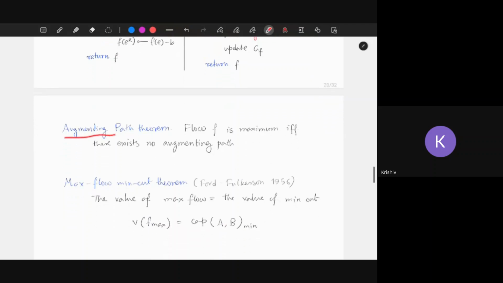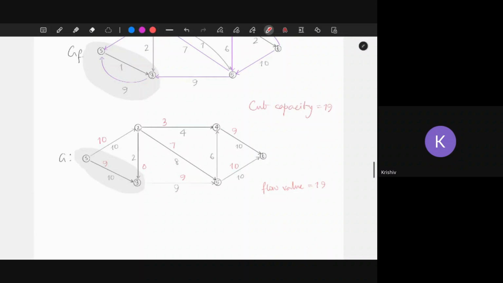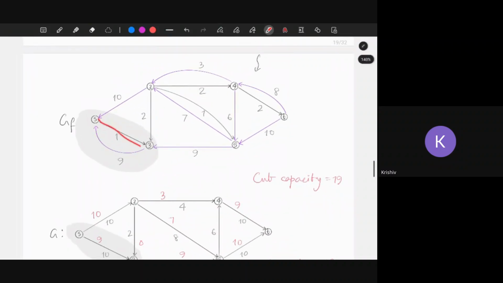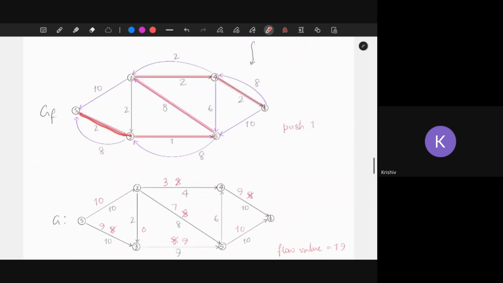Call it the augmenting path theorem: a flow is maximum if and only if there exists no augmenting path. So you can see in the residual network, you can't find any augmenting path here. At most you can try to go here, and after that you get stuck.